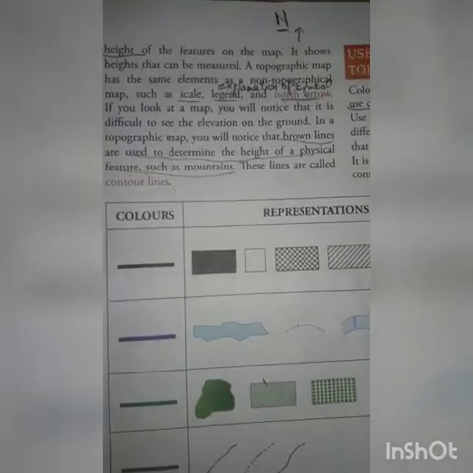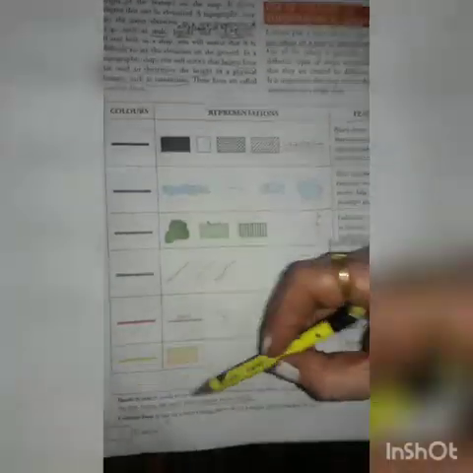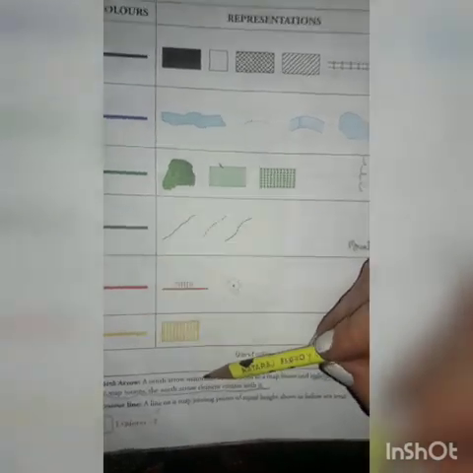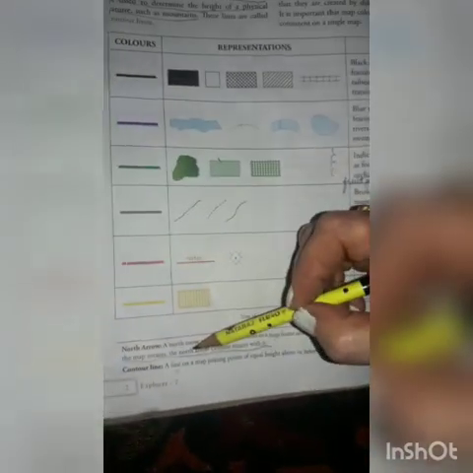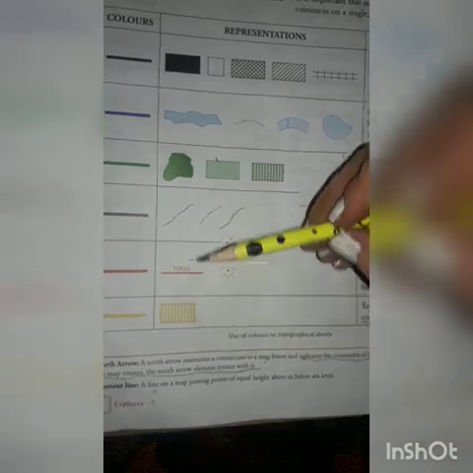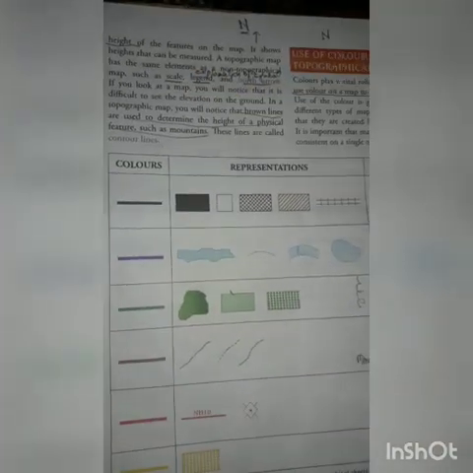Now, whenever the map is rotated, the north arrow also rotates with it. Just keep in mind, whenever the map is rotated, the north arrow also rotates with it. Next, come back to the line. Scale. Now what is scale?